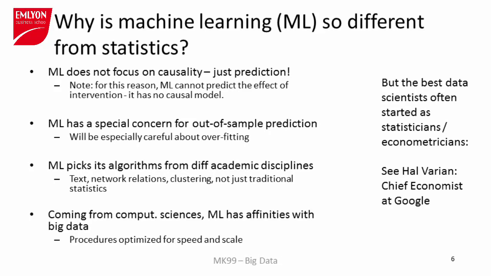Machine learning, as I explained, has a special concern for out-of-sample prediction. That seems like everybody should be concerned with out-of-sample prediction, but it just turns out that, in terms of the tradition and the historical path of development of the discipline of statistics, statisticians have been less concerned with out-of-sample prediction than machine learners. So that's a difference.